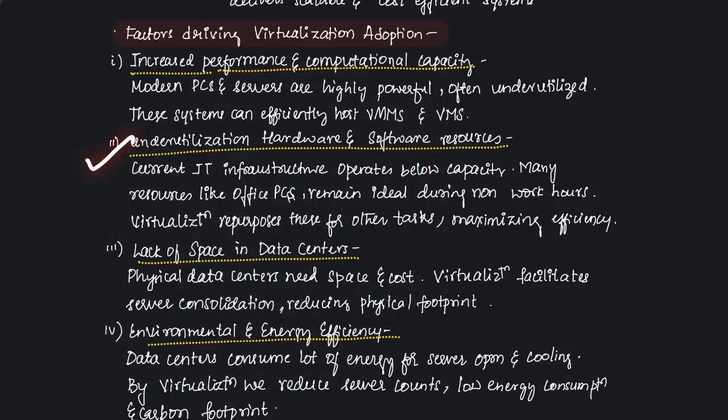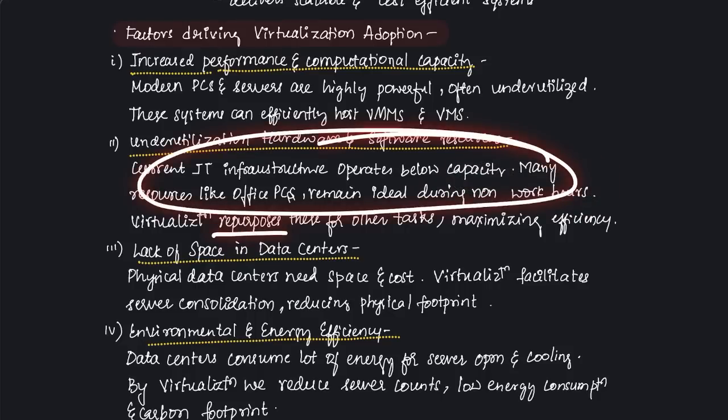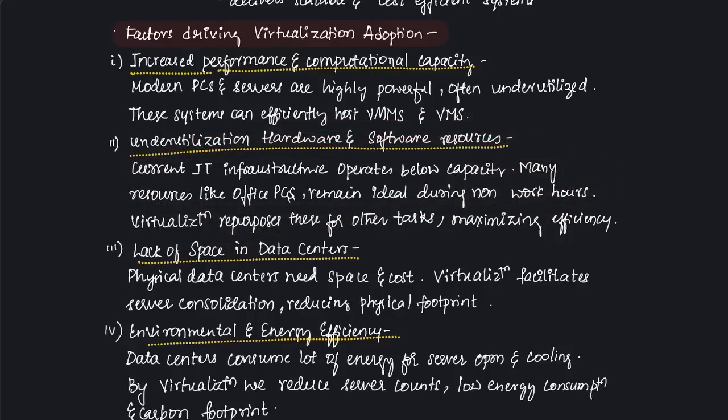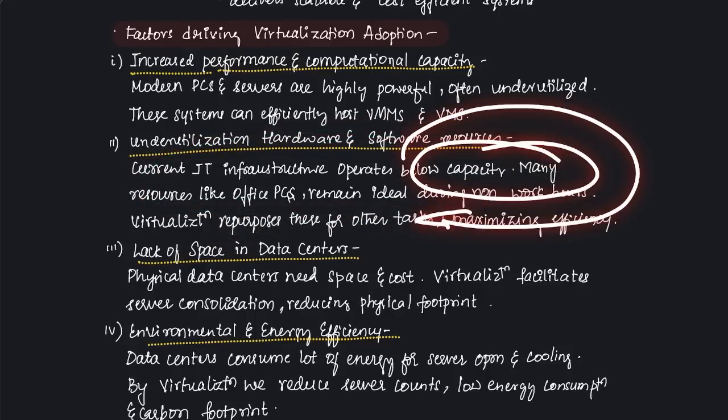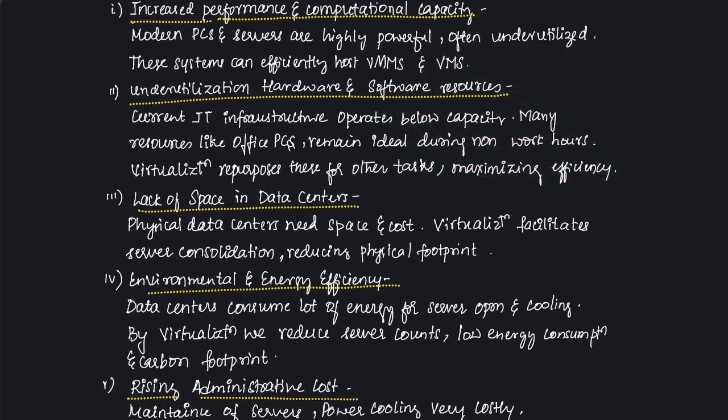Next, we have underutilization of hardware and software resources. We know current IT infrastructure operates below capacity. Many resources like office PCs or lab PCs remain idle when they are not in working hours. So virtualization will make use of these PCs and make sure that during this idle time, other tasks are being executed.